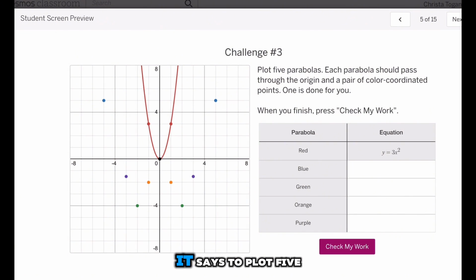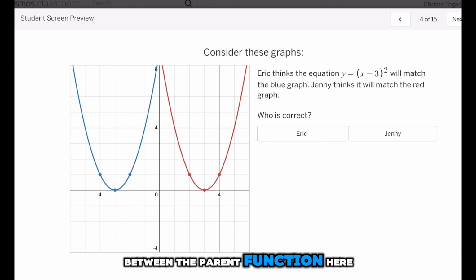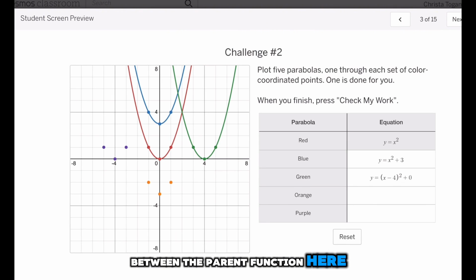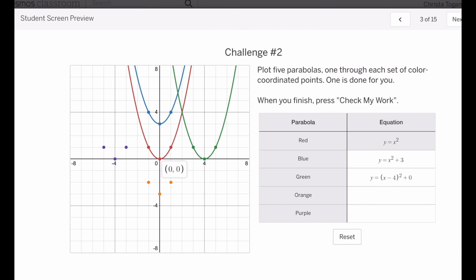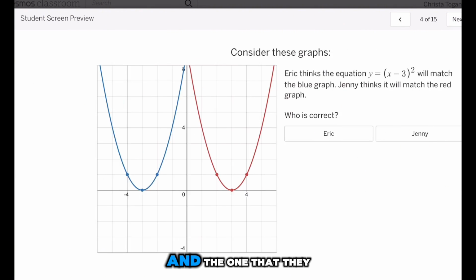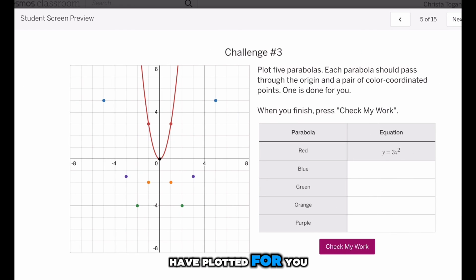Now this one, it says to plot 5 parabolas. Each parabola should pass through the origin and a pair of color coordinated points. One is done for you. So what is the difference between the parent function here at 0, 0 and the one that they have plotted for you, which is y equals 3x squared?